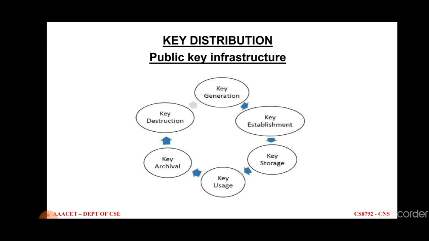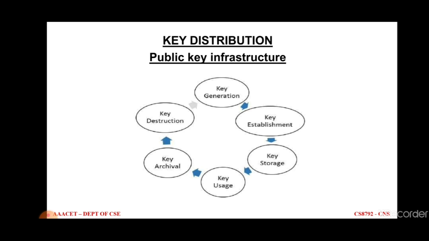And the last topic is key distribution. In the word sense, we all know a key is a value or information which is mainly used for the encryption and decryption process, and which should be known only to the sender and receiver. So this is the key infrastructure.